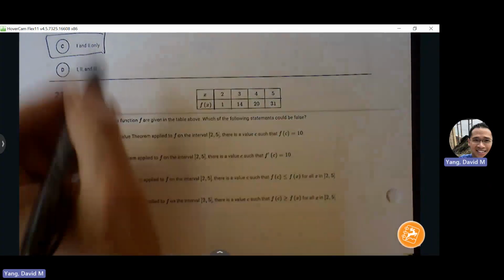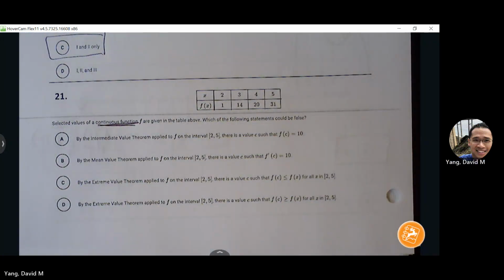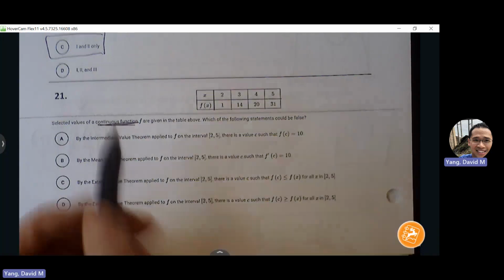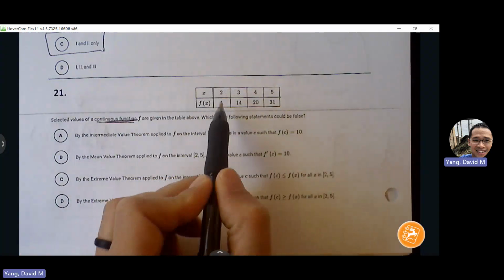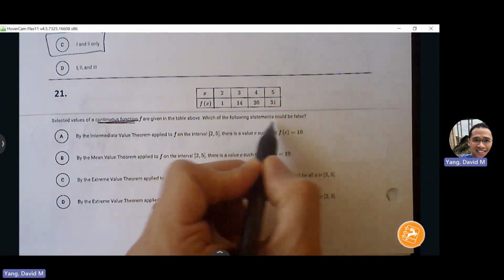Okay, we have a continuous function shown. But notice it doesn't say anything about differentiability. So, all these points may be connected, but there may be some sharp turns. Which of the following statements could be false?